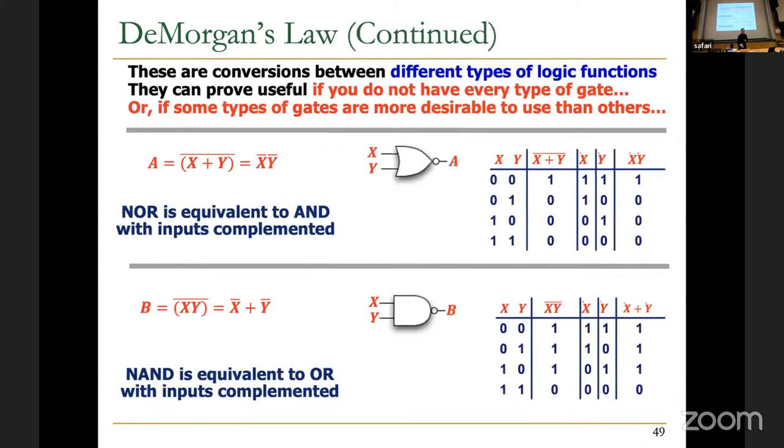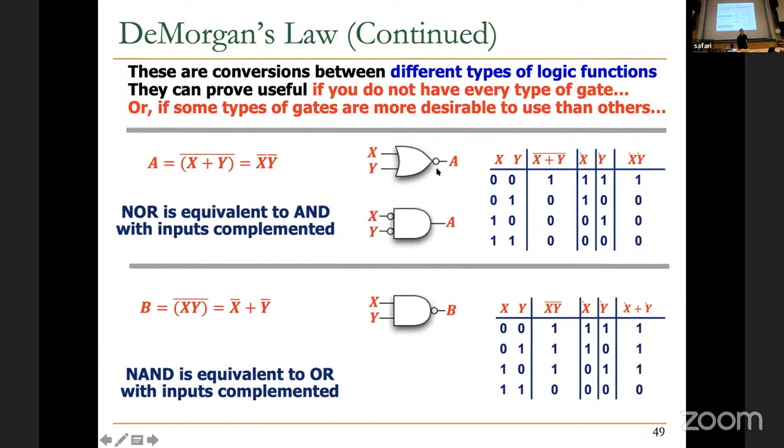Okay, so this enables conversion between different types of logic functions, if you do not have every type of gate as we discussed, or if some types of gates are more desirable to use than others. So let's take a look at this example. In this case, we see NOR. De Morgan says NOR is equivalent to AND with inputs complemented, right? So if you don't have a good OR gate or NOR gate, you actually can build it from an AND gate. That's what this looks like. So this is NOR, and it actually looks like this. These two are equivalent.